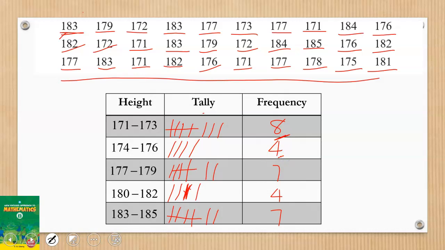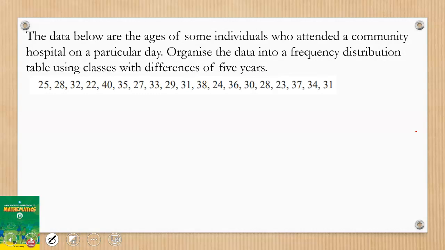That is that. Now let's take another example and see. Now before then, the question wanted us to find the modal height. So for the modal height, we look at the highest frequency, and the highest frequency is this. So the modal height is going to be this. So 171 to 173 is the range for the modal height. Good. Now let's take another example.